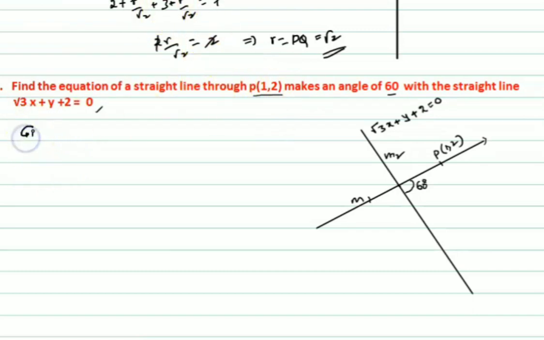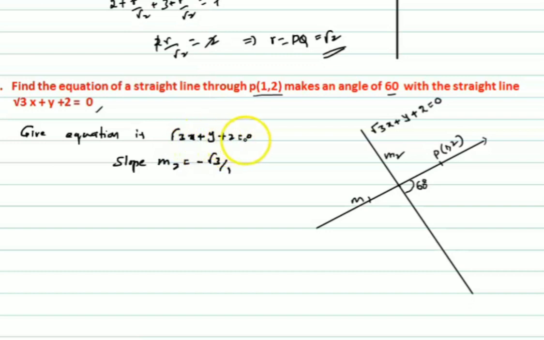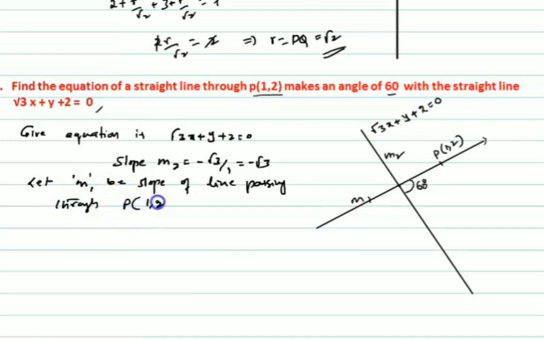Given equation. What is the given equation? Given equation is root 3x plus y plus 2 is equal to 0. Slope m2 is equal to minus root 3 by 1. Minus a by b is the slope of the line: the slope of ax plus by plus c is equal to 0 is minus a by b. So this is minus root 3. Next, let m1 be the slope of the line passing through (1, 2).